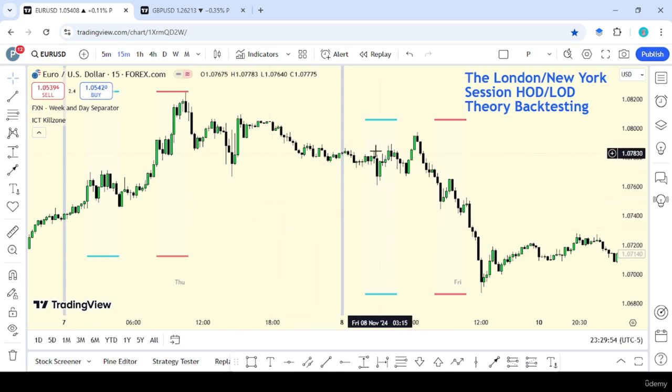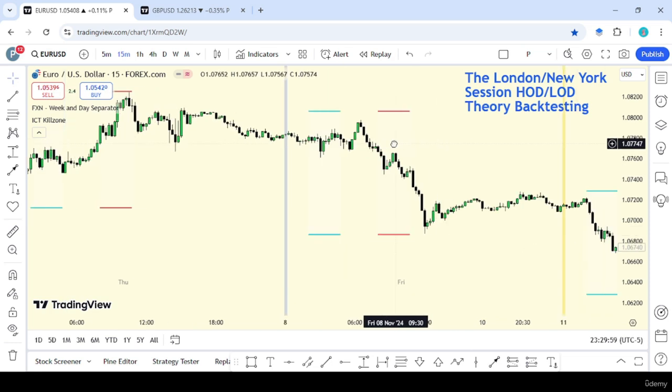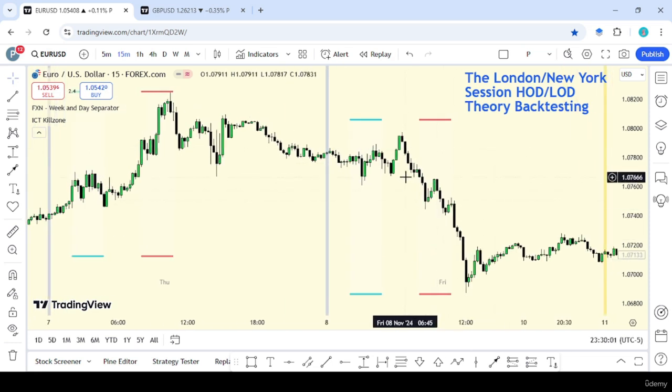Then we had this example here where we just fell short. So this is 6:30 a.m. We're creating the high of the day. So if we look at this range, and then the low of the day created at 12 noon. So basically, as I've mentioned, sometimes it might fall short plus or minus 1 hour.